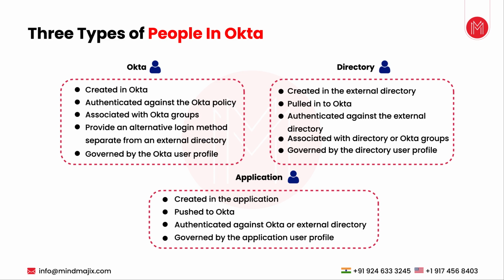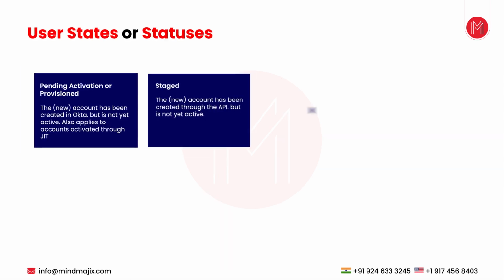Then talking about application mastered users, these users are created within the app. They are pushed into Okta. They are authenticated against Okta or the external directory, and finally they are governed by the application. We have already discussed what we mean by governance. For a directory, the attributes have to be modified or changed from the directory itself. For the application, it also has to be done from the application itself. Okta cannot go ahead and make a change over there.